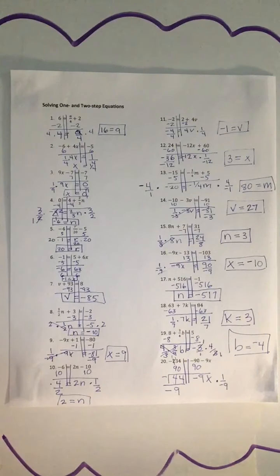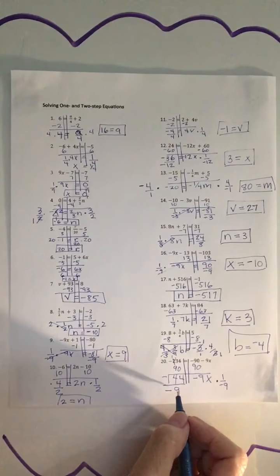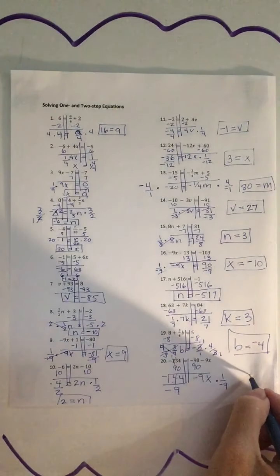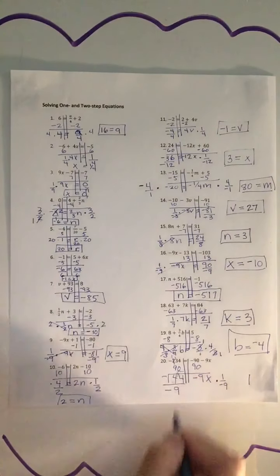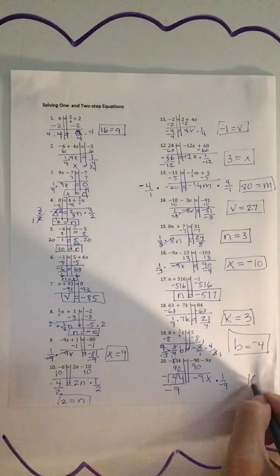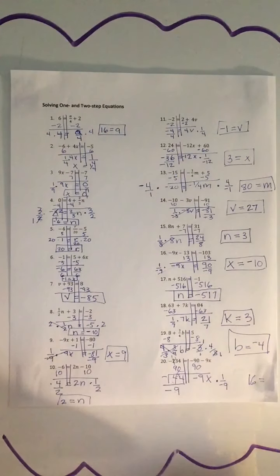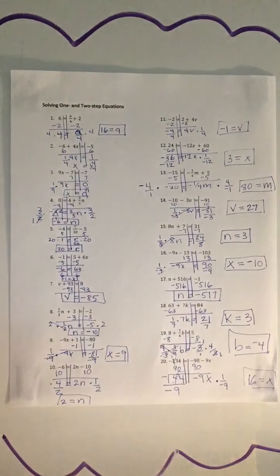But I don't know what that is offhand, so let's take a look. 9 goes into 14 one time, leaving us with 54 left. So 9 goes into 54 6 times. So a negative and a negative will give me a positive, so that will be 16.